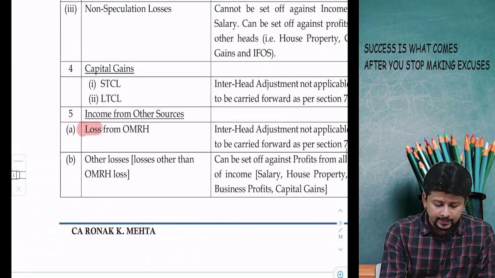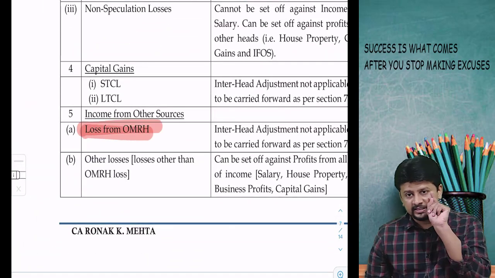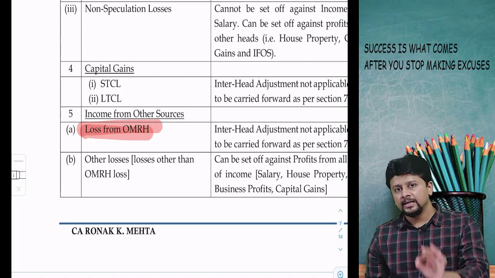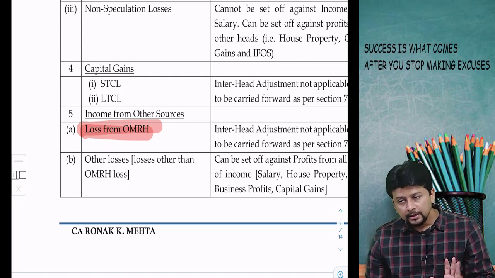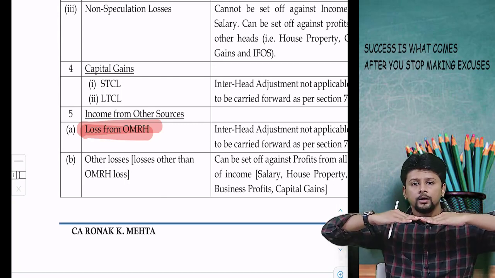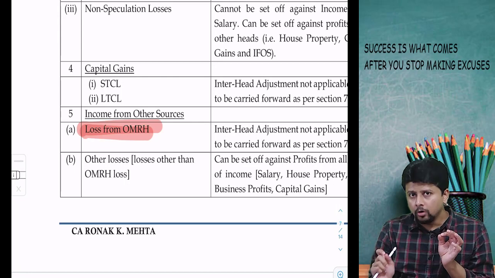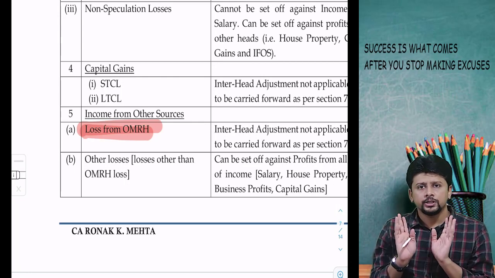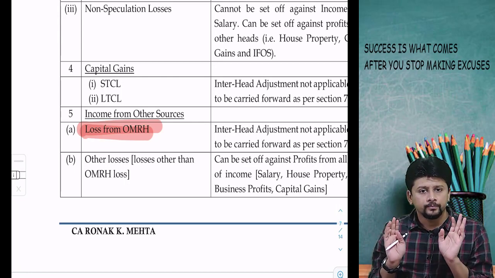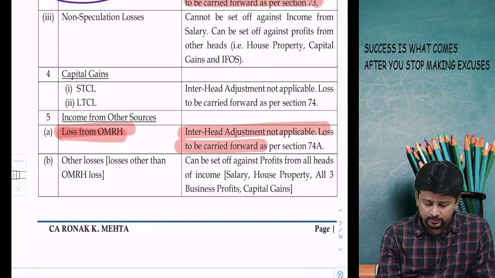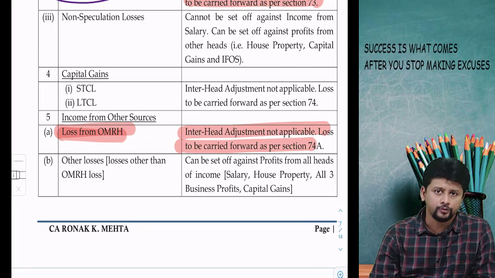Owning and maintaining racehorse activity. In this entire chapter, OMRH, owning and maintaining racehorse activity, is treated equal to speculation. Provisions for OMRH are ditto, identical to speculation. Section number is the only difference. So loss from owning maintaining racehorse activity cannot be set off against other heads. Straight away you have to carry forward.